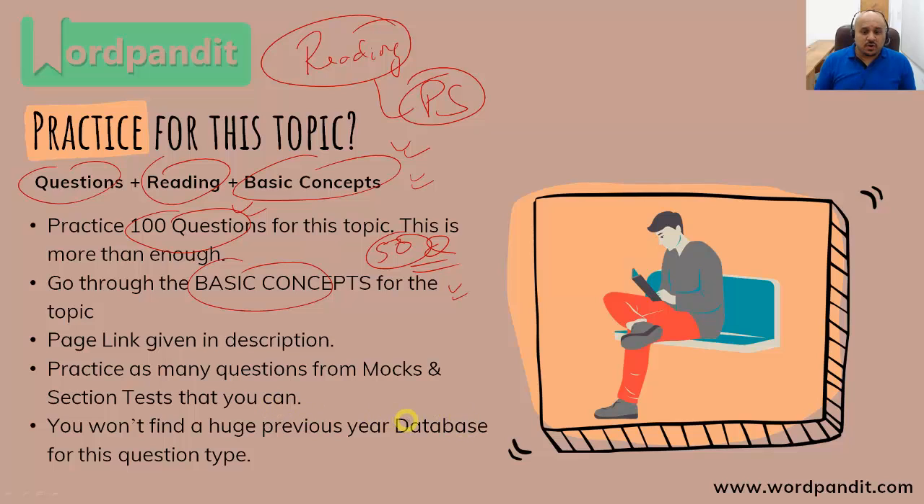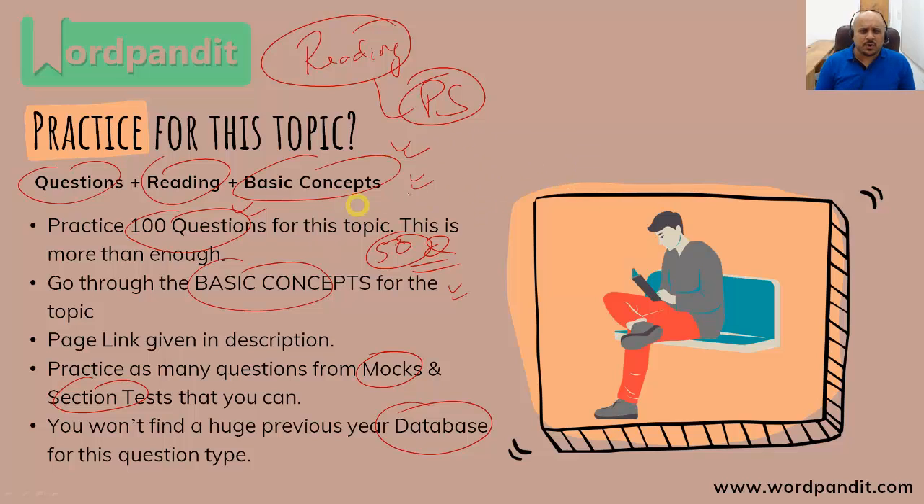You'll not get a very big previous year database for these questions. These are questions which have recently appeared in CAT, or in recent years their frequency has increased. So not a great previous year database, but you'll get these in mocks and section tests. You will get these as part of the course. We've got 150 questions in our course dashboard as well. And that's it. That's what you've got to do. I think most of you would have enough prep resources, so you can refer to those.